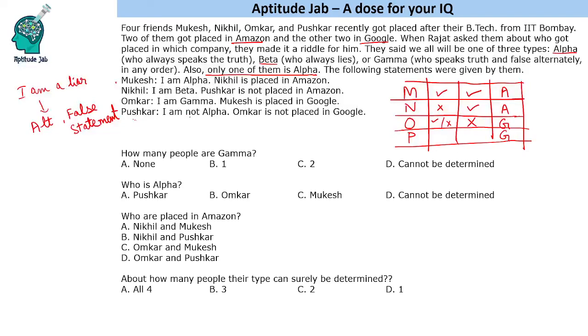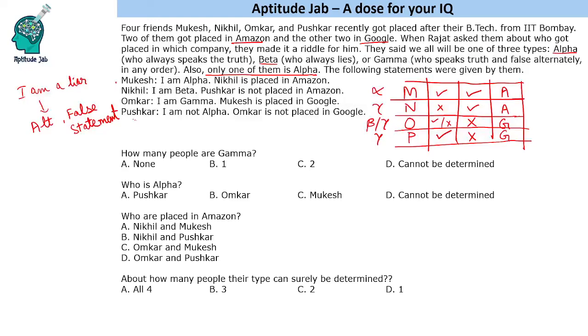Pushkar says I am not alpha. Yes, he is not alpha, so his first statement is true. Omkar is not placed in Google. We know that Omkar is placed in Google, so his second statement is false. So we have identified all the four statements, and in those we got to know that this is alpha, this is gamma, this person is also gamma, this can be beta, or this can be gamma also, right? Now there is no such information that there is a person of each of these categories.